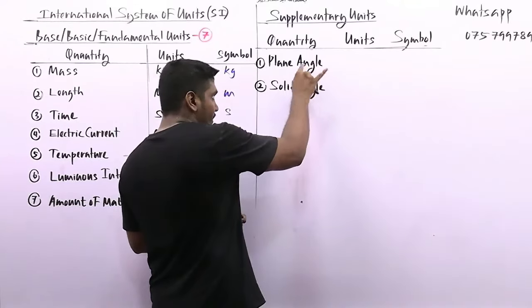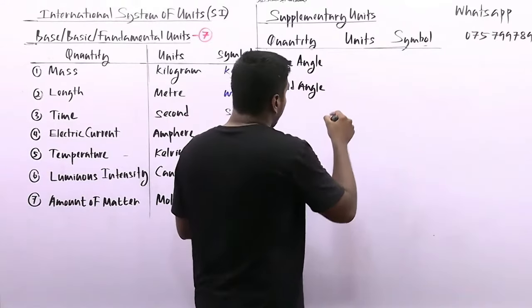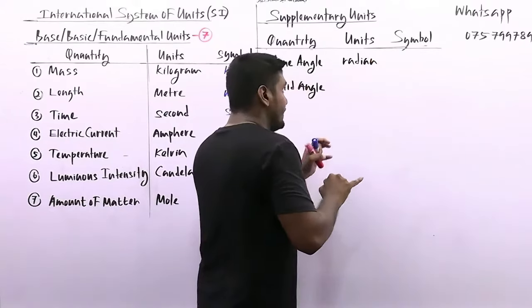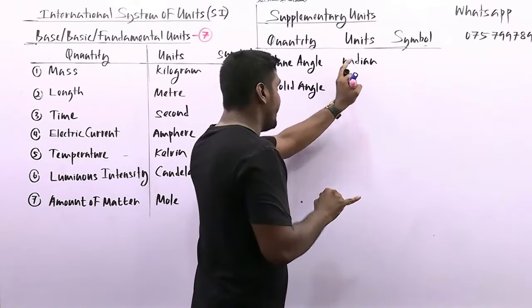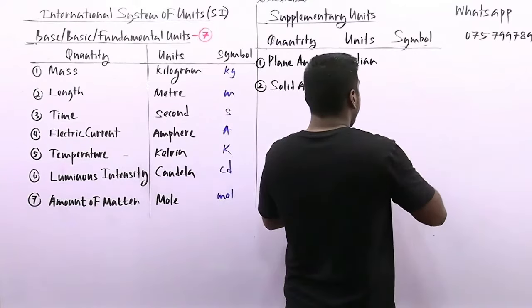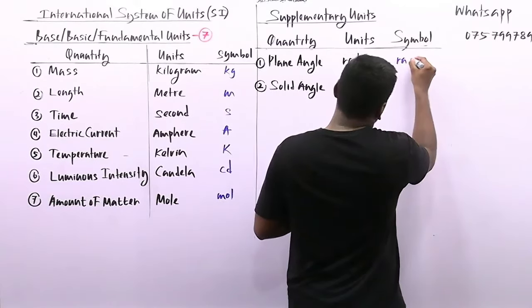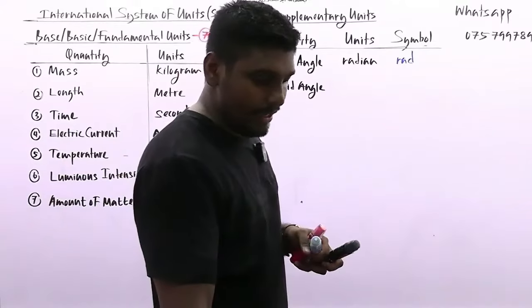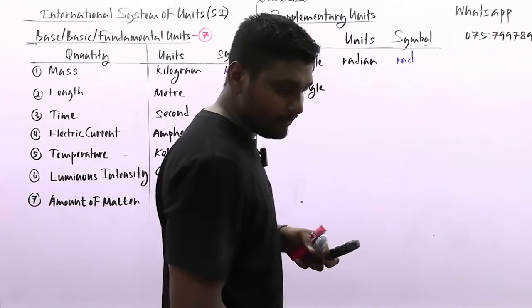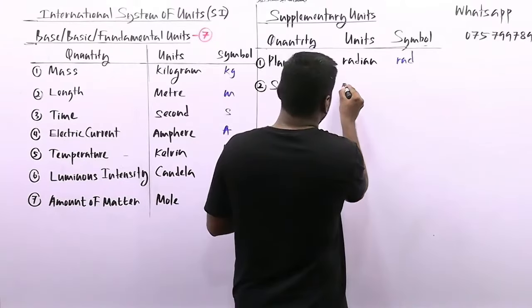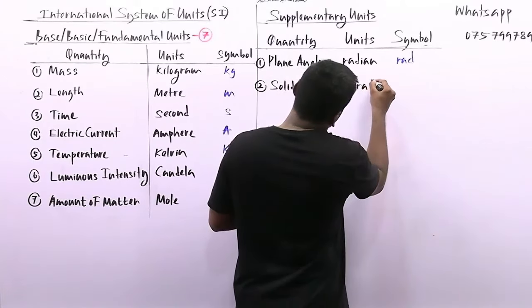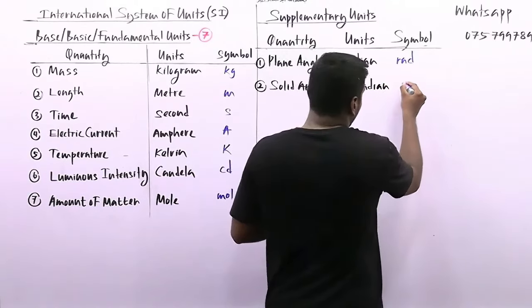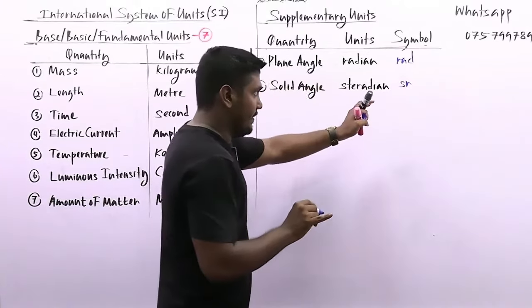What is the SI unit to measure the plane angle? Radian. What is the symbol for the SI unit radian? rad: simple r, simple a, simple d. Then, sir, the solid angle SI unit is steradian. The symbol is sr: simple s, simple r.